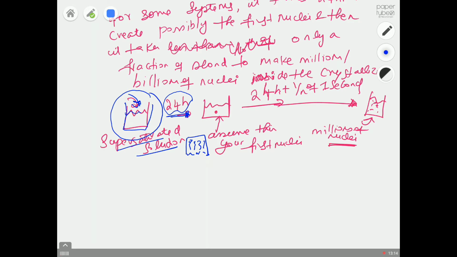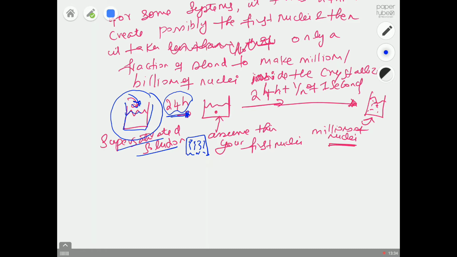So this is the mysterious part of nucleation. You must know these things. You won't find this in the textbook. They won't say it in the textbook. You will realize only if you do the experiment by yourself. So this is the mysterious part of nucleation, and that's why it's so difficult to model.